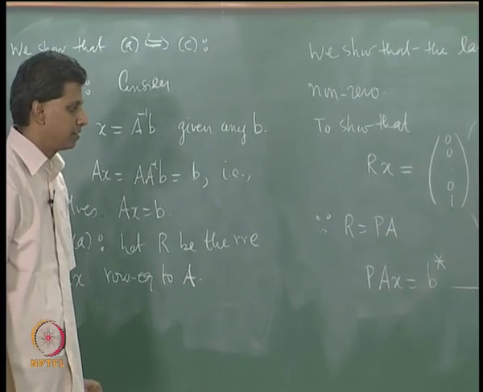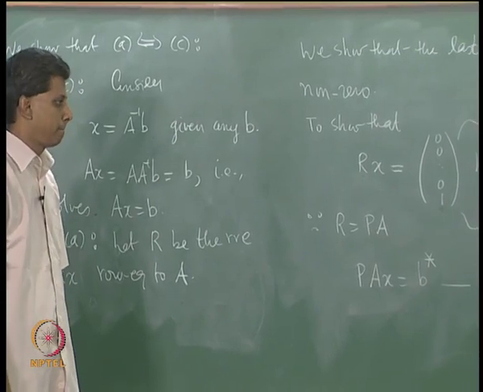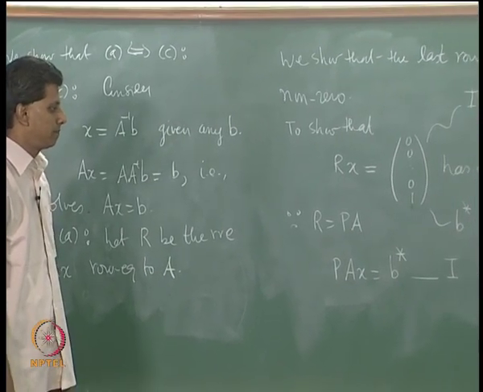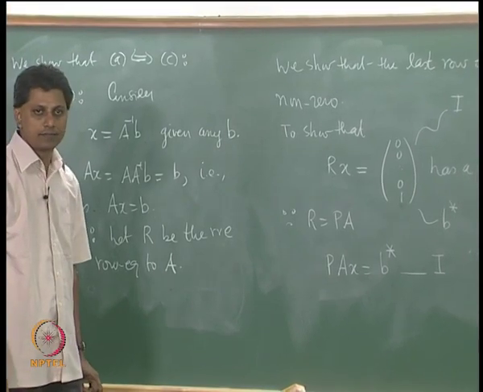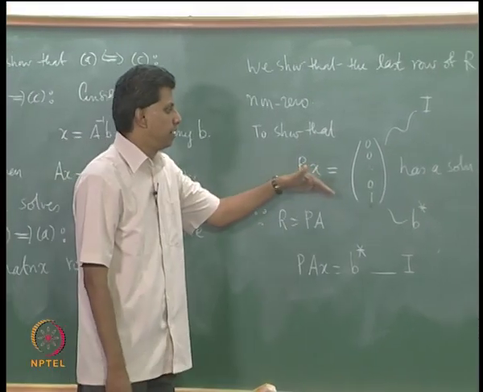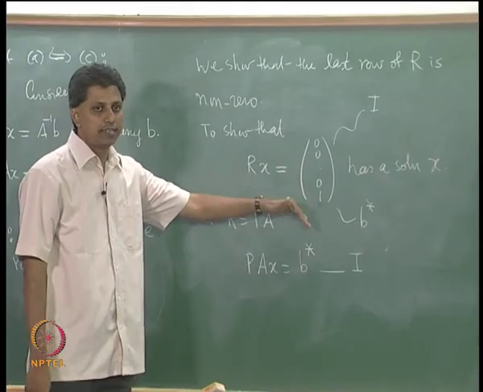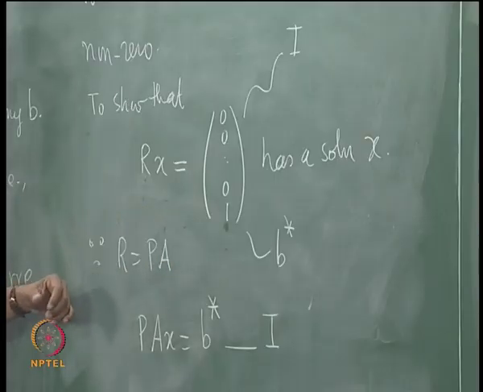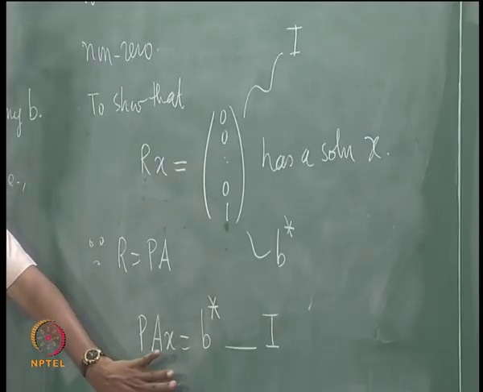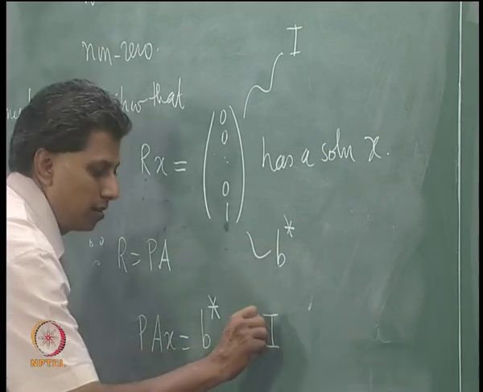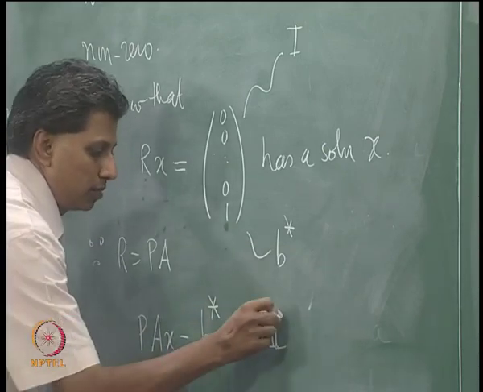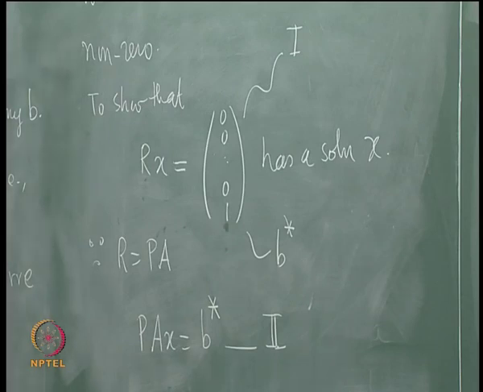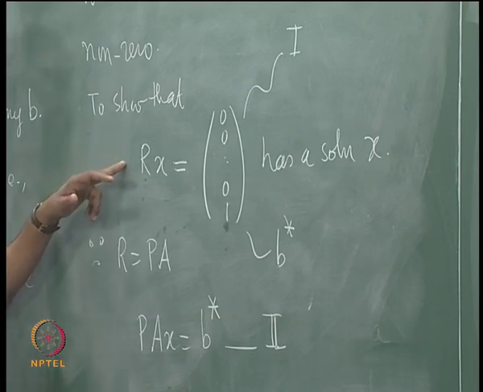System 1 has been rewritten in this form. If Rx equal to B star, I want to show that this has a solution. Going back, if I show that this system has a solution, I should call this system 2 rather. This is system 2. I am claiming that these two systems are equivalent. I am claiming that if x is a solution of system 1, then x is a solution of system 2 and conversely.